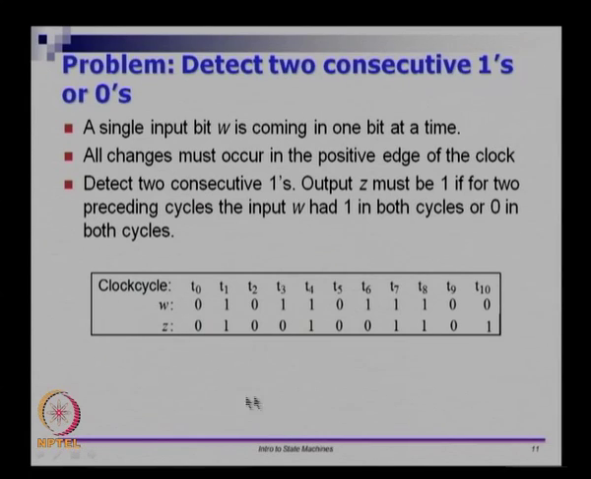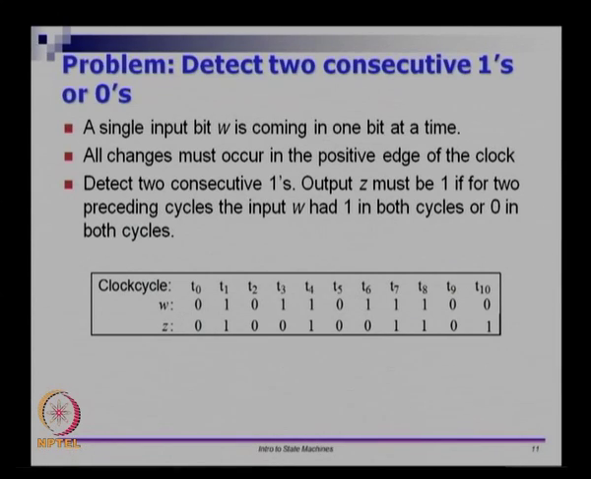So, let us look at this one. Here you have 1 in 2 consecutive cycles, so the output is 1. At this point you have 2 1s in consecutive cycles, the output is 1. At T8, T7 and T8 are both 1, the output is 1. At T10, both the inputs are 0, the output is 1. Let us say I want to take this problem and solve it, then again it is only a minor extension to what we did earlier.